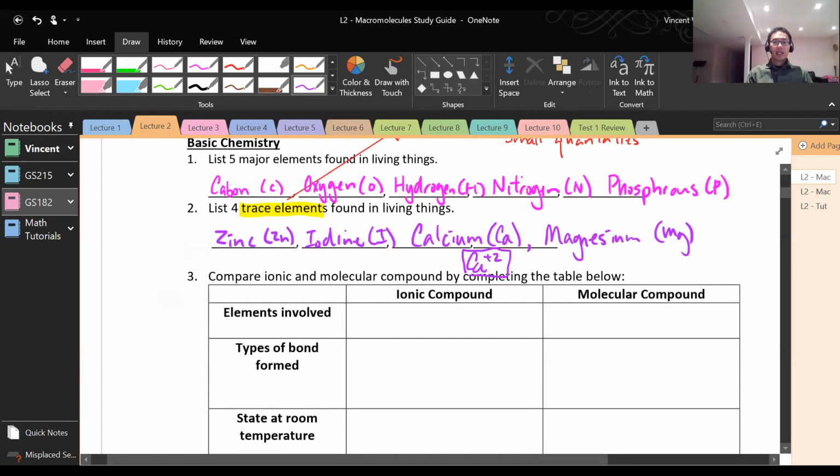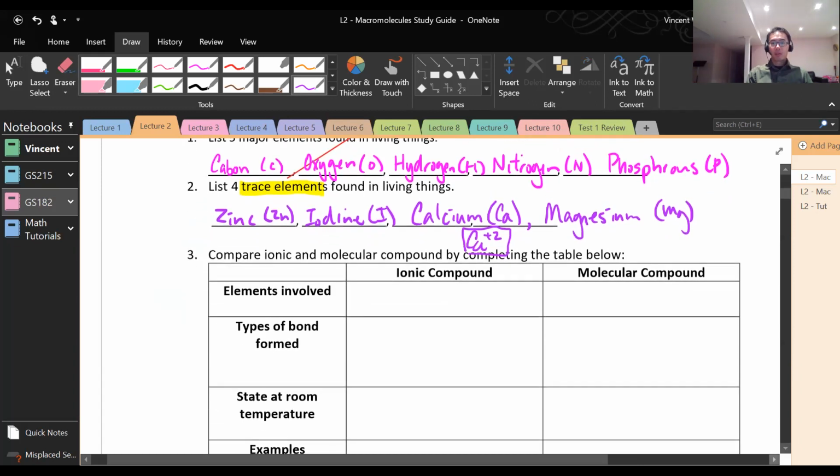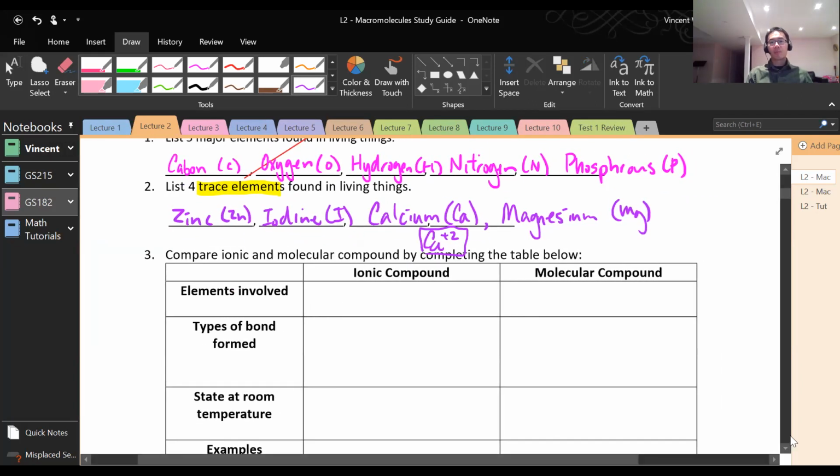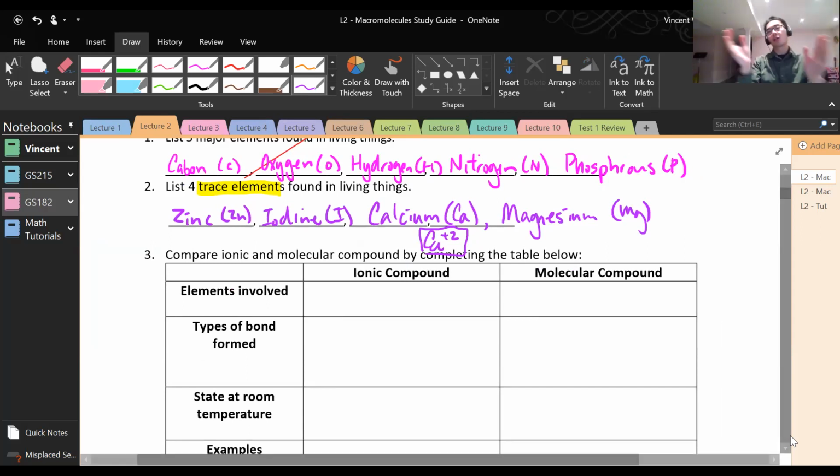All right. So speaking of compounds, which is something that you would get when you put elements together. When you take atoms from different elements and you combine them chemically, you can either get an ionic compound or a molecular compound.